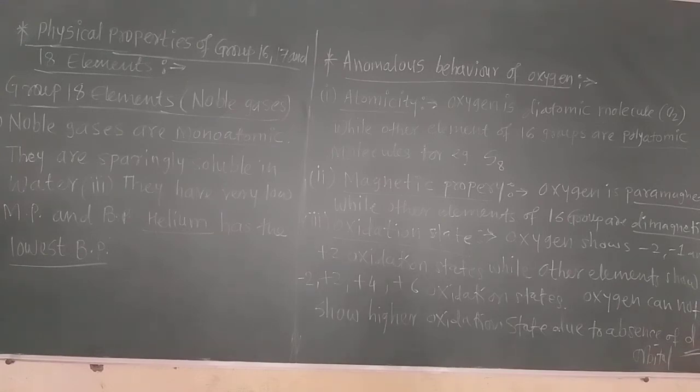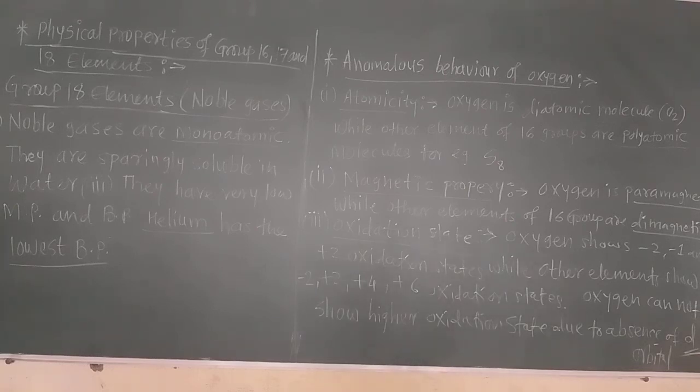The noble gases are sparingly soluble in water. That means very less soluble in water. They have very low melting points and boiling points. Helium has the lowest boiling point of all the elements. The boiling point of helium is the very lowest.